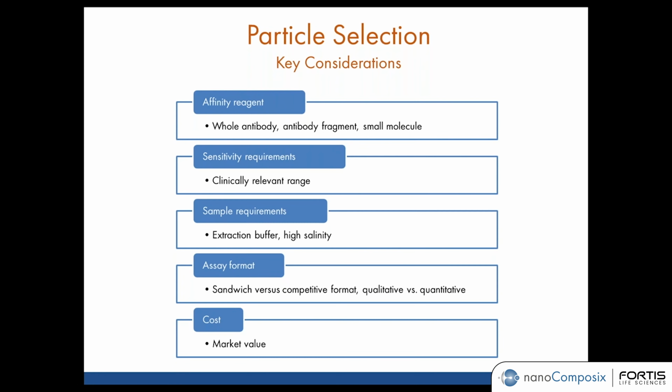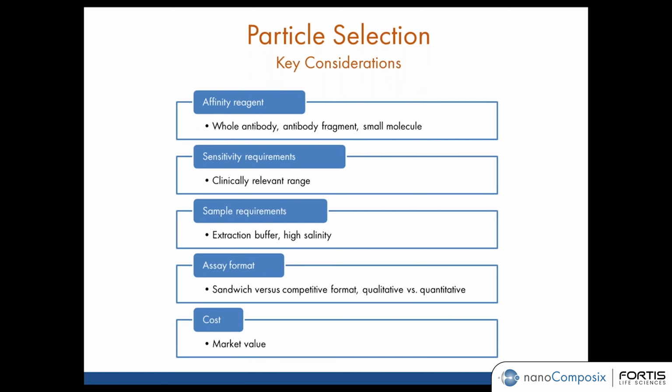If your assay requires the use of harsh extraction buffers, high salinity, or harsh detergent formulations, covalent conjugation is the way to go. The type of assay you are building is another consideration for particle selection. We almost always find that covalent attachment is the preferred method when building a competitive format assay. This is because it's easier to modulate the number of antibodies per particle while maintaining colloidal integrity and stability, which can be greatly beneficial in this format.